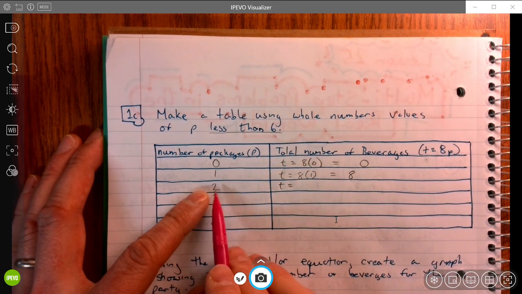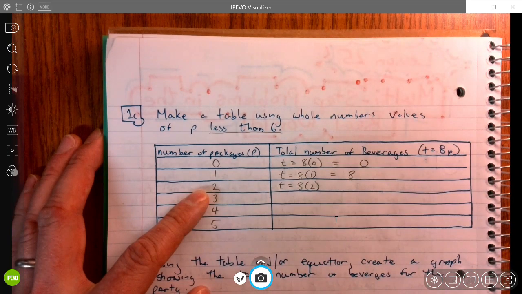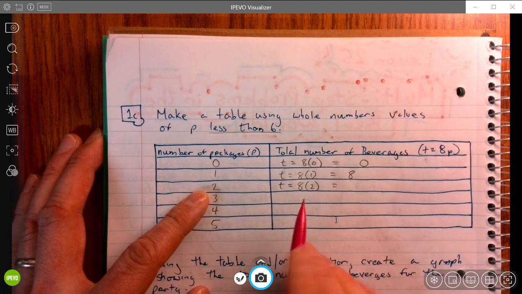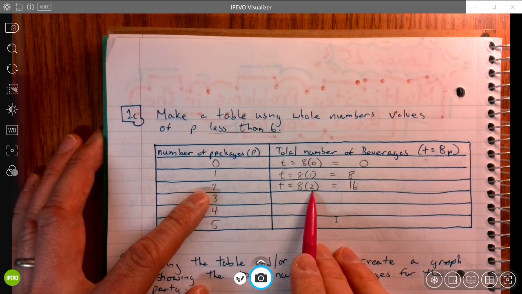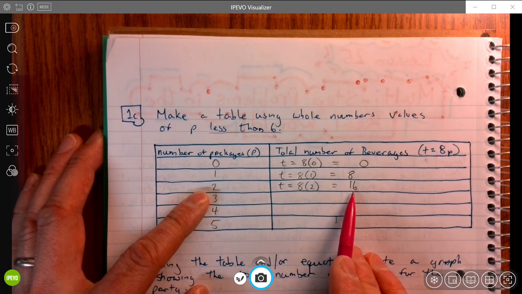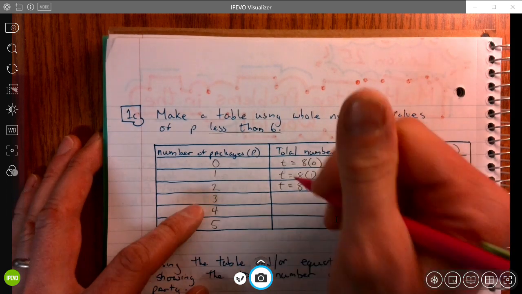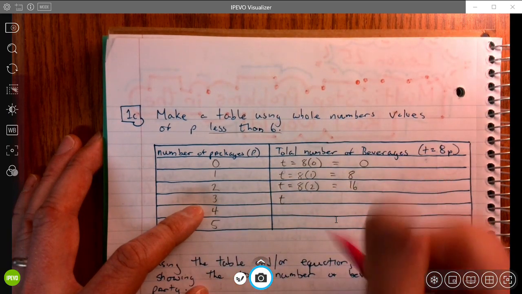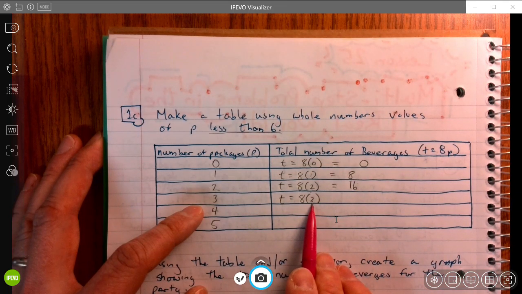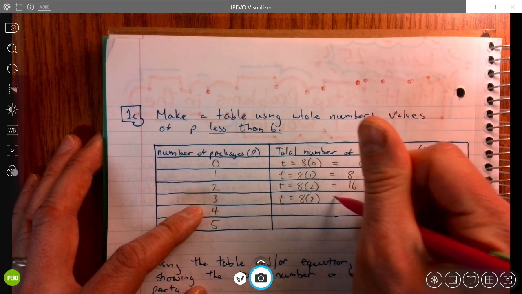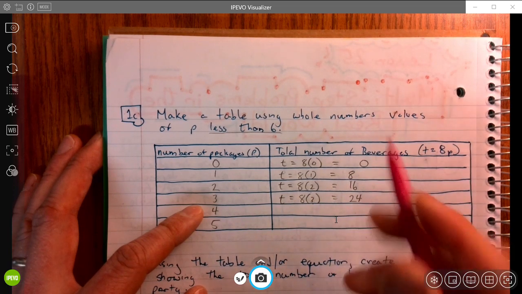Again, everywhere I see a P, I'm just going to plug it into our equation, T equals 8P. And 8 times 2 is 16. So if Zin buys 2 packages, he will have 16 beverages because there are 8 beverages per pack. Let's do the next one. In this case, we're looking to see how many beverages Zin has if he buys 3 packs. Well, 8 times 3 is 24. So if Zin buys 3 packs of beverages, he has 24 altogether for his party.